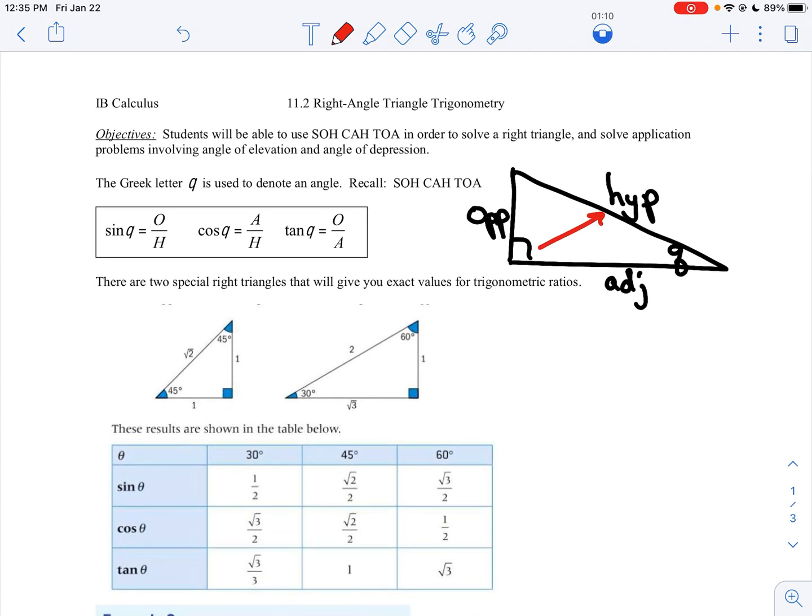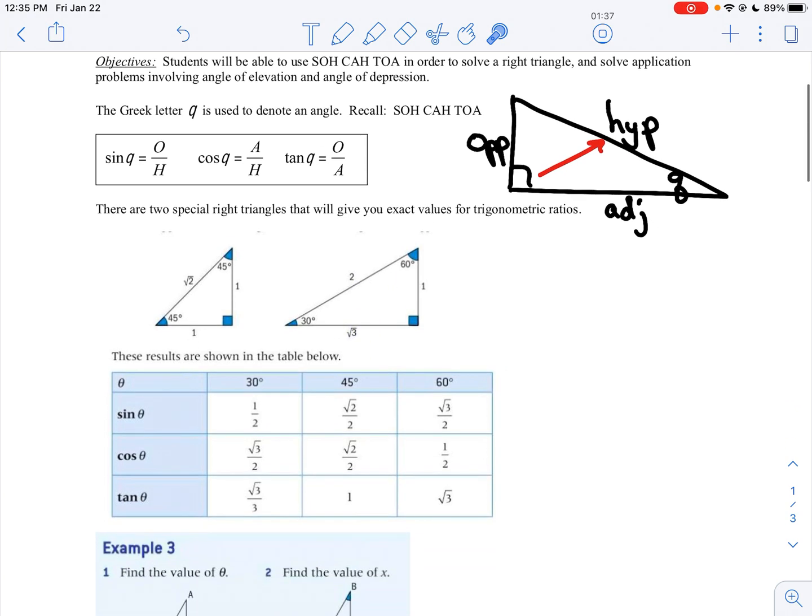One thing I want to talk about, it's not really dealt with in this section, but we are going to use it in the next chapter, is the two special right triangles. If you have a 45-45 right triangle, then the legs are 1, 1, and the hypotenuse is square root 2. In a 30-60, across from the 30 is 1, the hypotenuse is double, and across from 60 is radical 3. So what's really quite nice is sine of 30 is 1/2, sine of 45 is radical 2/2, and sine of 60 is radical 3/2. I'm doing opposite over hypotenuse.